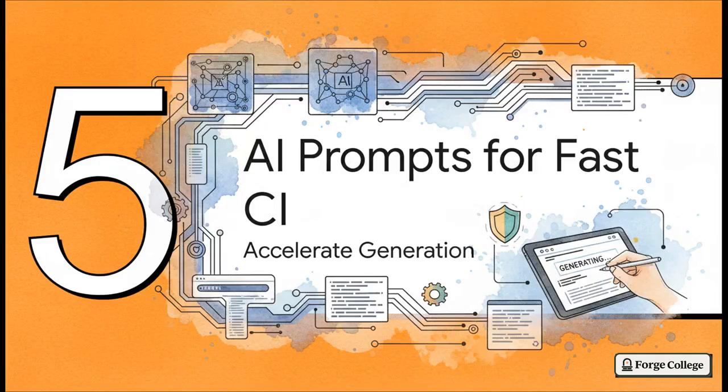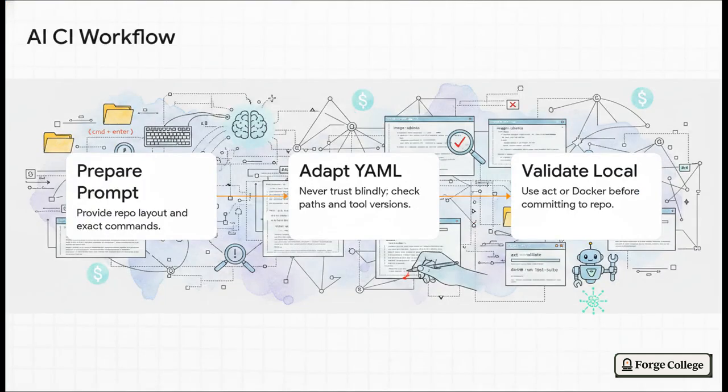All right, Section 5, AI prompts for fast CI. Look, writing YAML files from scratch can be tedious. If you want to accelerate the construction of this pipeline, AI assistants are your best friend. First, feed the AI your repository layout and your exact commands. Be super specific. Second, adapt its generated YAML output. Never, ever trust it blindly. Always double-check the paths.